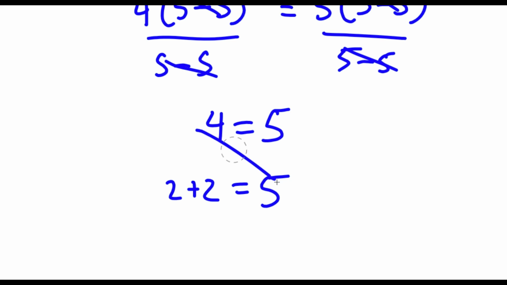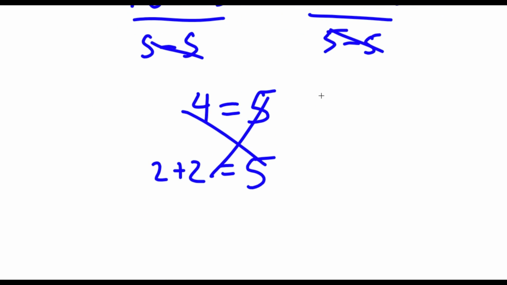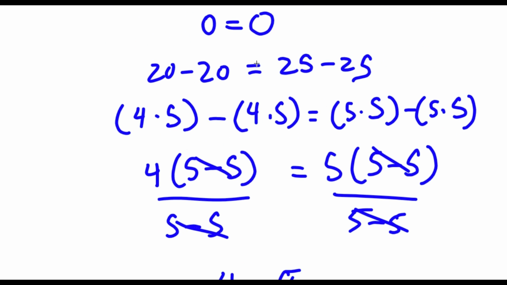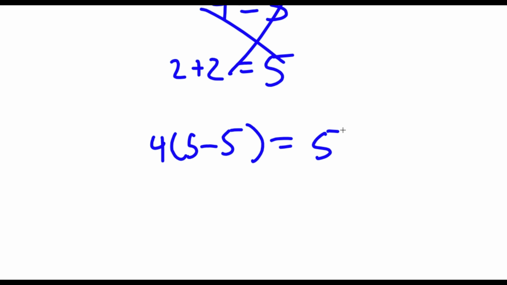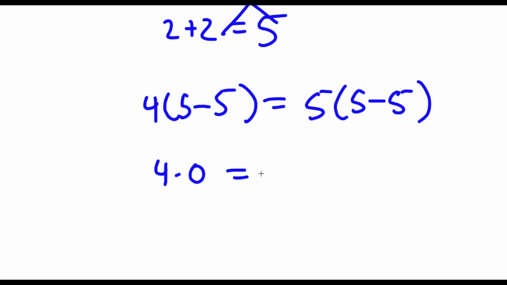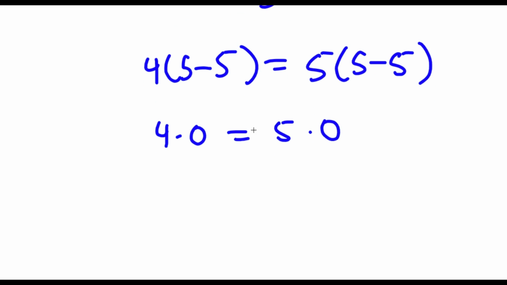However, this is actually wrong. And somewhere in solving this, I actually made a mistake that you cannot do in mathematics. So as you can see here, I had 4 times (5 minus 5) is equal to 5 times (5 minus 5). Now 5 minus 5, this is actually equal to 0. So now I have 4 times 0 is equal to 5 times 0. And what I did was I divided by 5 minus 5 on both sides.